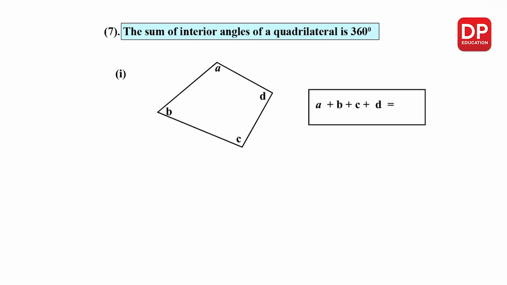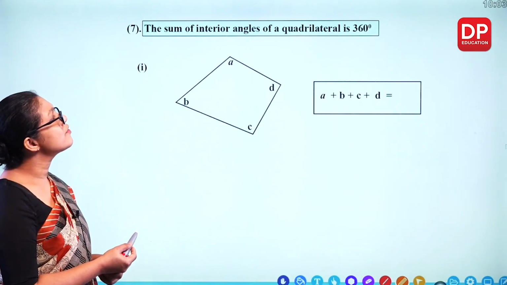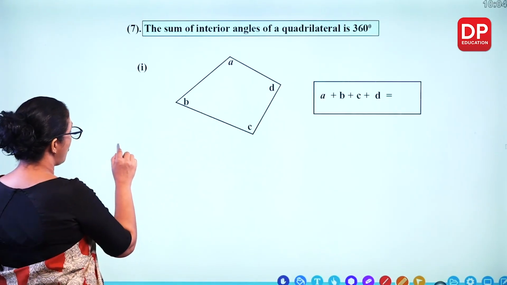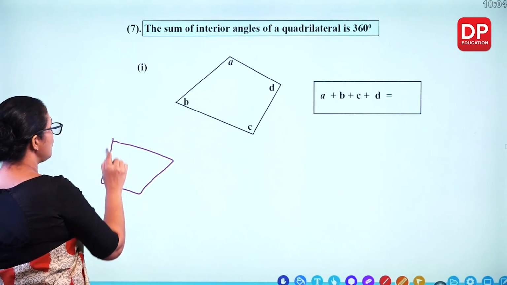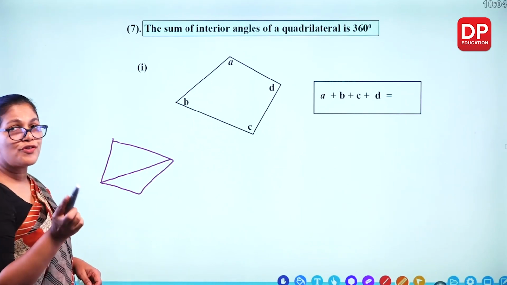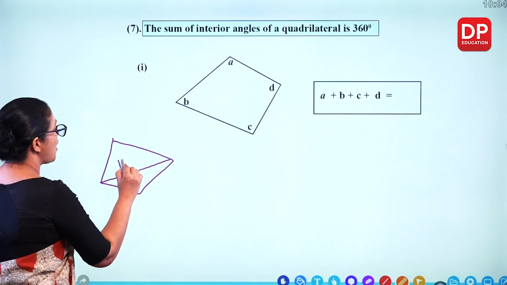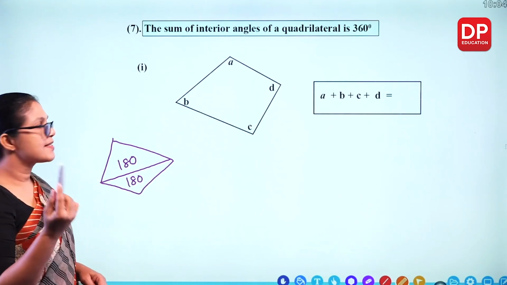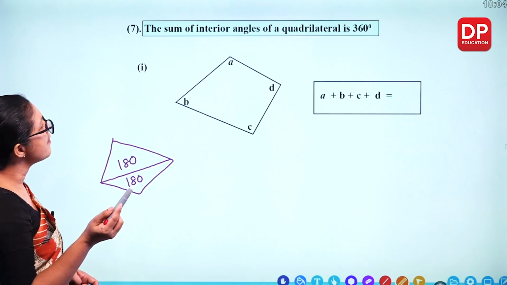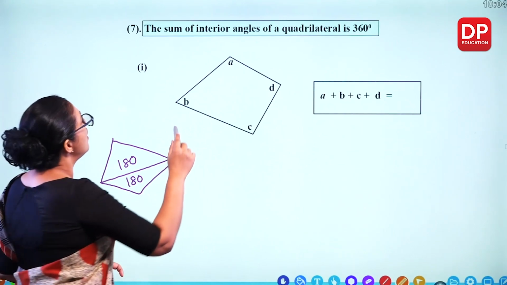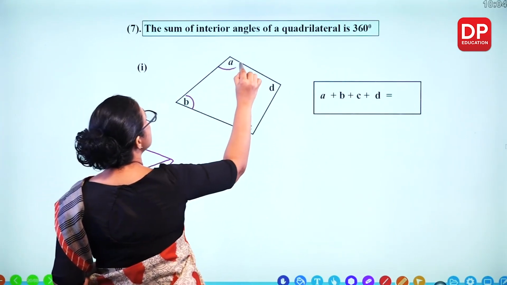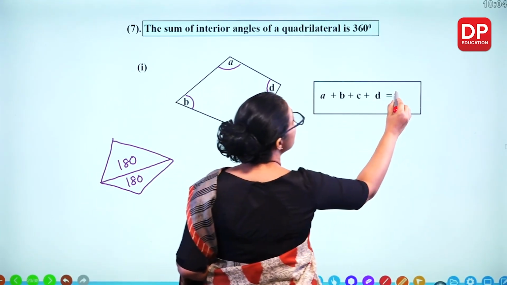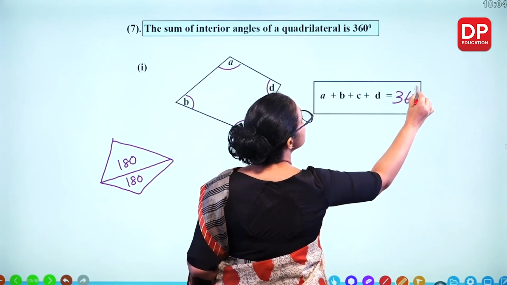This is again a theorem. The sum of interior angles of a quadrilateral is 360. Any quadrilateral, you can divide into two triangles and each one is 180. So 180 plus 180, you get 360 degrees. So in any quadrilateral, the sum of interior angles add up to 360 degrees.